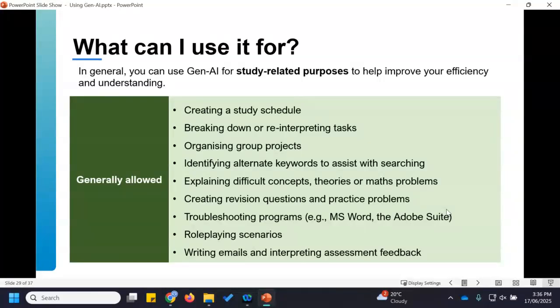Make sure to give it some context first, though. And then writing emails and interpreting assessment feedback. So if you've received feedback and you're not sure maybe what a word means or what they're trying to tell you, an AI can help with that. I would suggest, though, double checking with the person that gave you the feedback, just in case they didn't mean what the AI said they mean, you know?